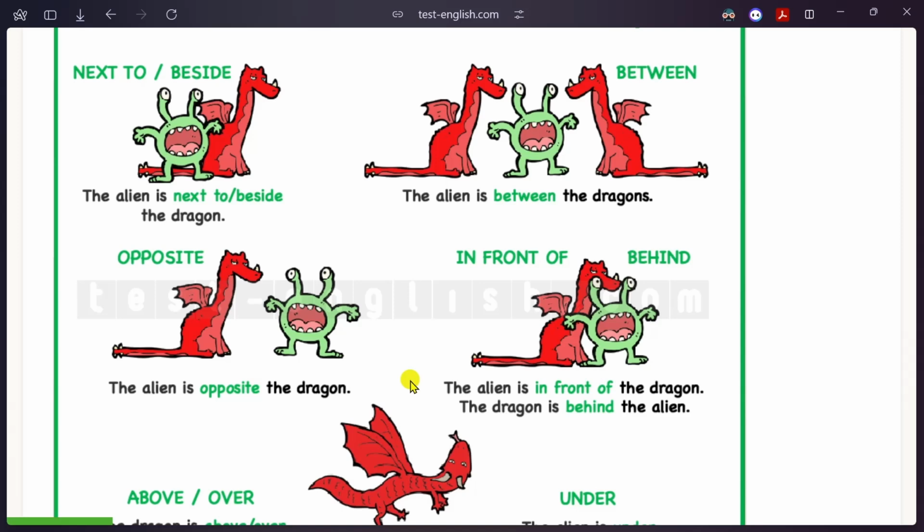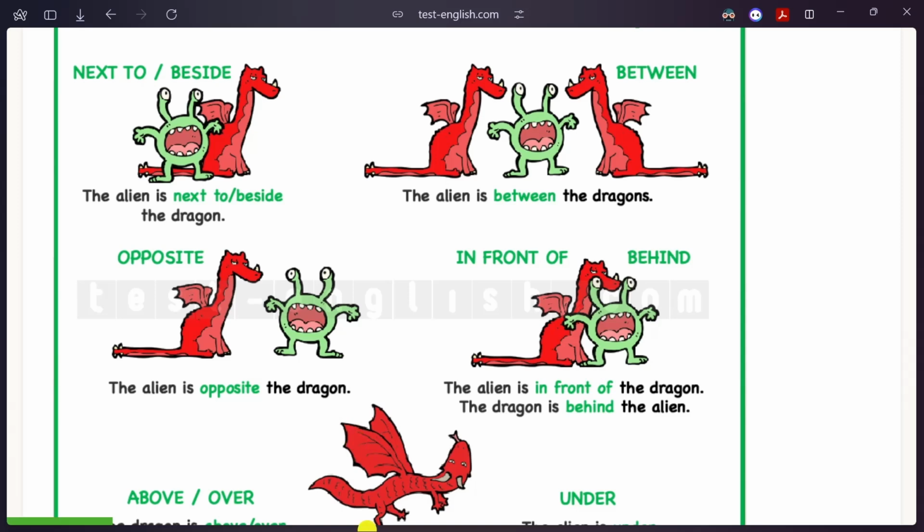But facing, I think, is a verb, no? He is facing the dragons, I think it's a verb. So the alien is opposite is not a verb, it's a preposition. You can put opposite to something or opposite something directly. This is, I think, a bit more British without the to. But the meaning is the same: the alien is opposite the dragon.